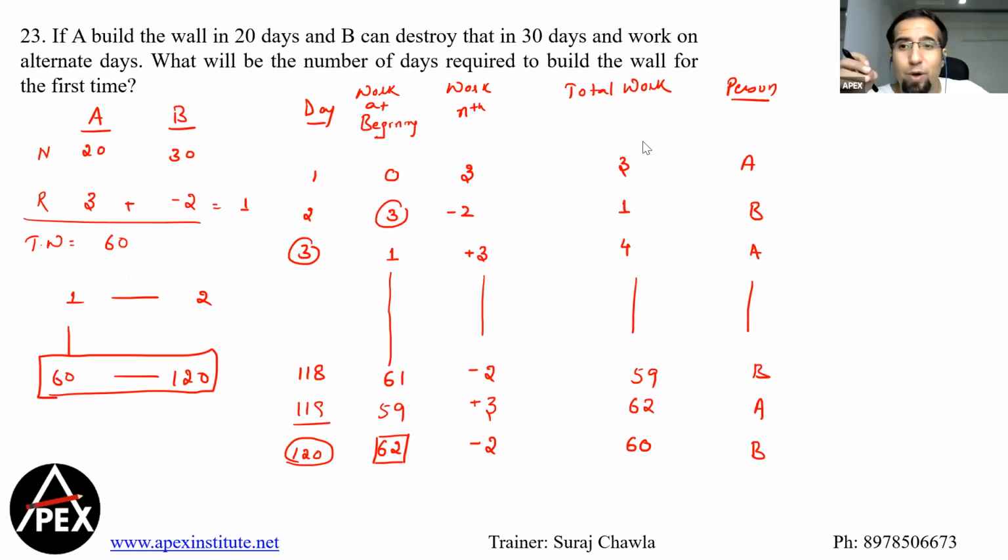Are you getting the point, guys? That is why I'm just trying to prove that 120 is not the right answer. So how do I find my right answer? Let's see this. Simple calculation technique, guys.